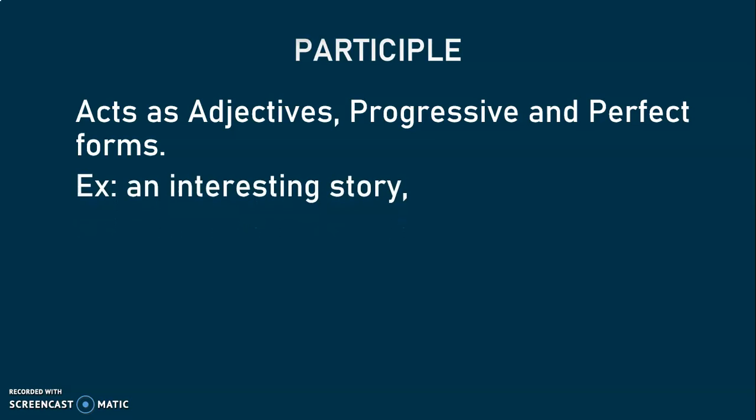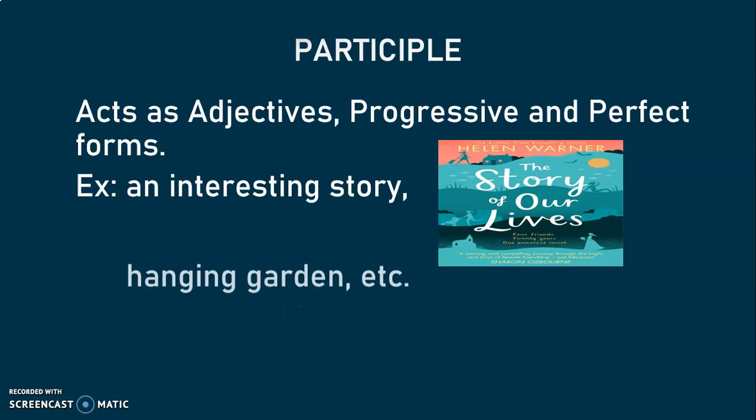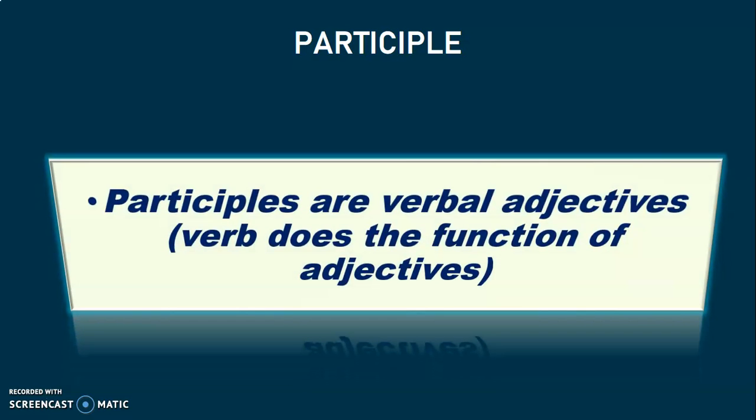Examples: an interesting story, hanging garden. In both the examples, interesting and hanging seem like verb, but actually they are not. They are known as participles. So we can see the definition of participle. According to the functions of participle, we can name them as verbal adjective. Participles are verbal adjectives.